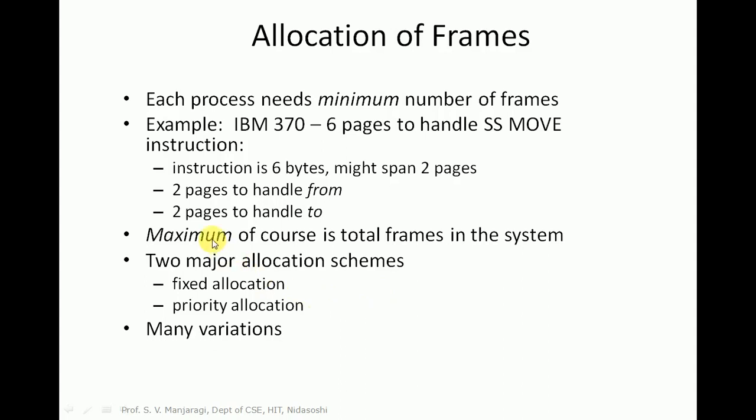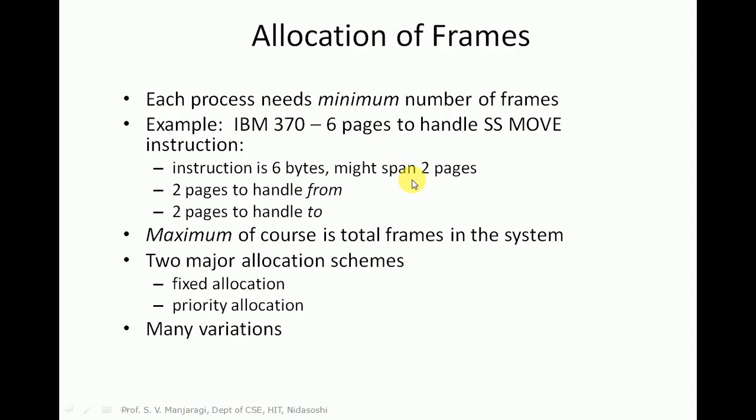And the maximum number of frames we can allocate to the process depends on how many free frames are available in the system. If there are sufficient frames available in memory, we can allocate the maximum number of frames. If only a limited number of frames exist in physical memory, we need to allocate the minimum required number of frames. For example, for this particular instruction, the minimum pages required are 6. If there are only limited pages left, only the minimum required pages, that is 6 pages, we need to allocate.